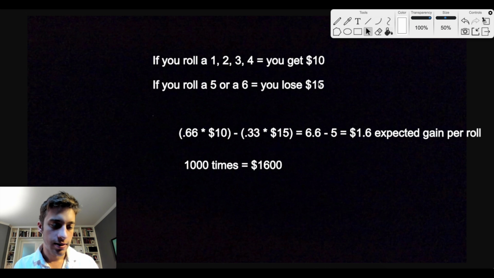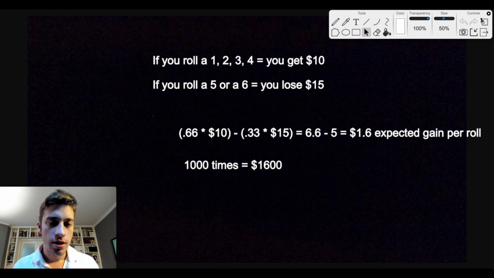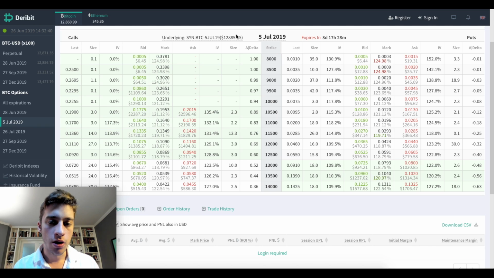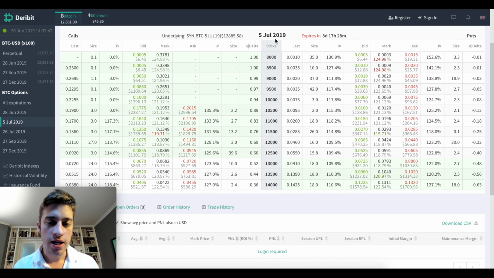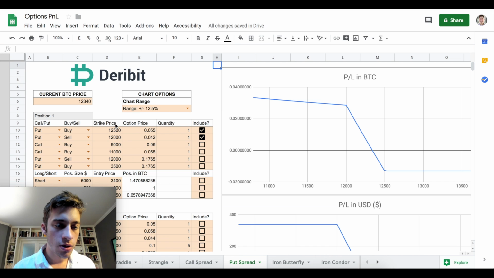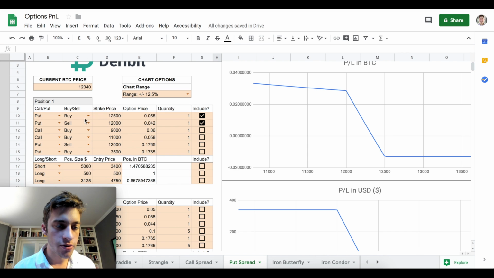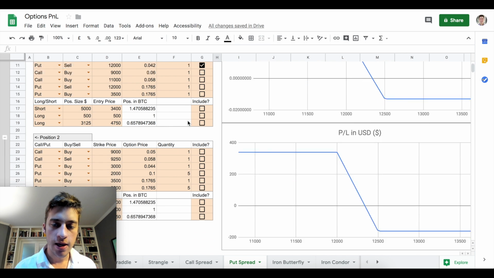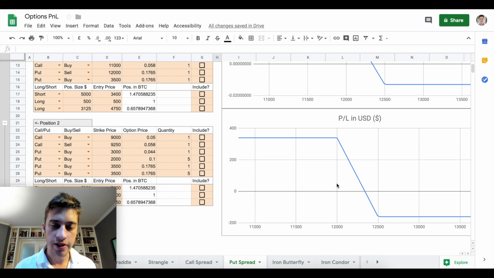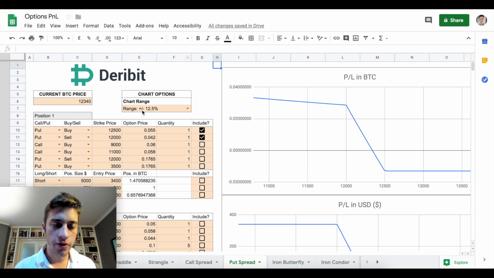Let's take a deep dive back into options. There you go. What I want to use today are the July 5th options, and the kind of strategy we're going to look at is a put spread. A put spread is when you buy a put with a higher strike and sell a put with a lower strike. What you get from this is a kind of payout that looks like that.